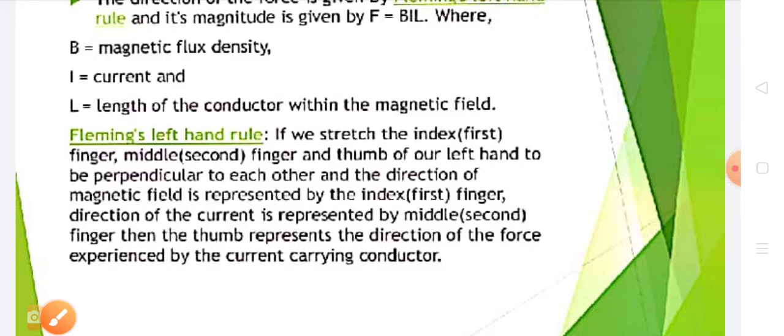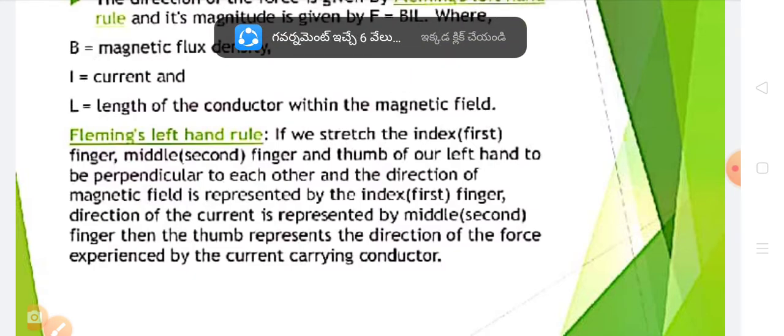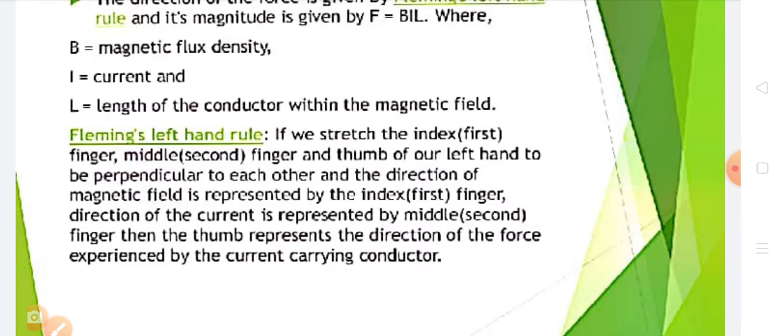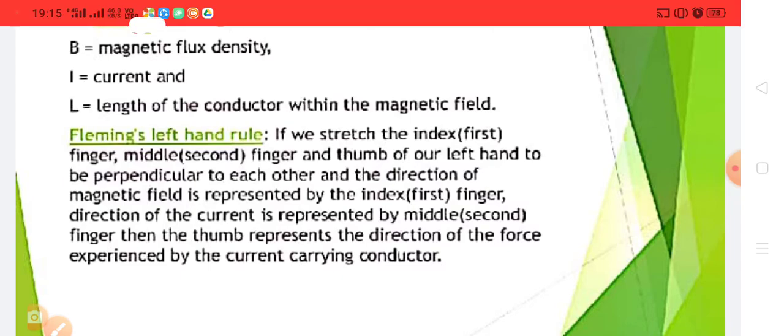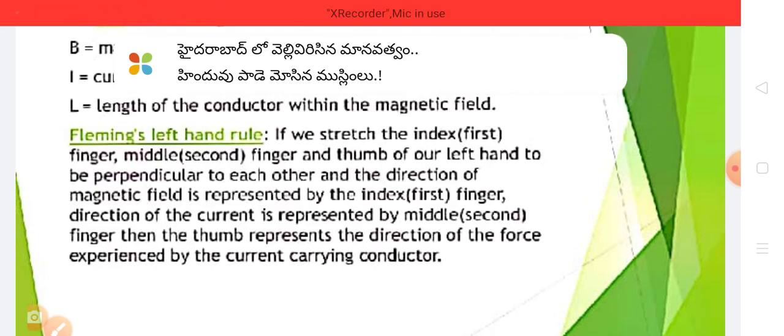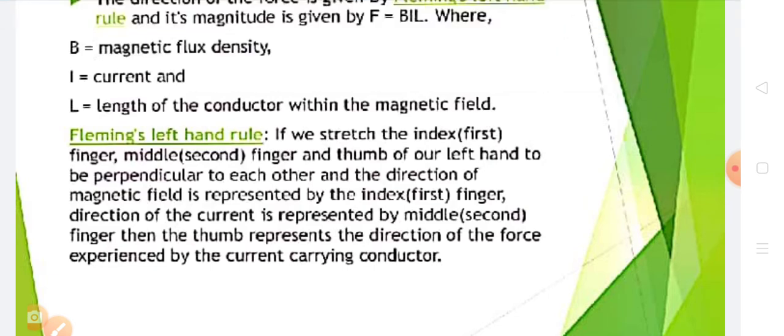How can you represent the direction? Take your left hand, with the thumb, forefinger and middle finger. The thumb represents the force, the forefinger represents the flux, and the middle finger represents the current direction. These three are perpendicular to each other. The forefinger is only for the magnetic flux, with no change in that. The only change is in the thumb and the middle finger.